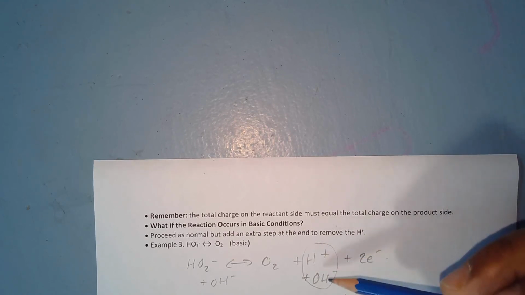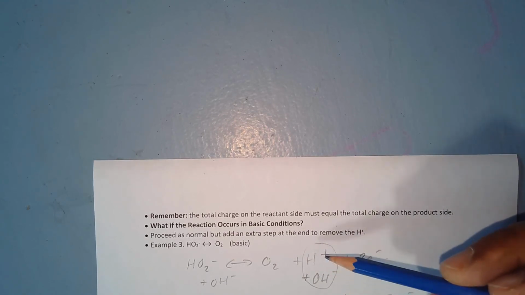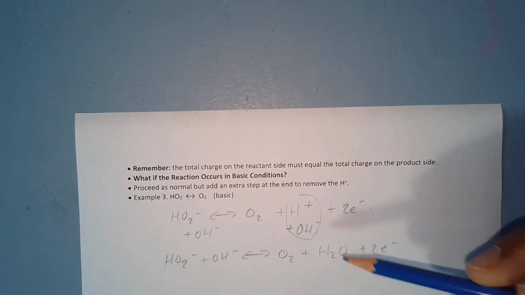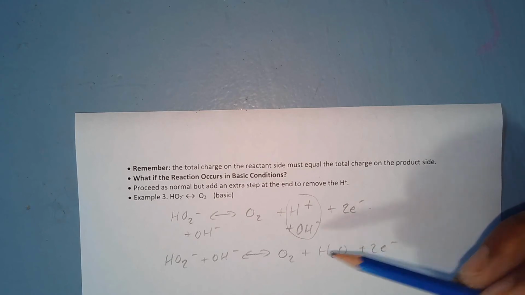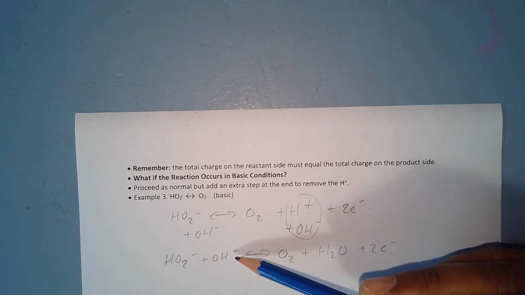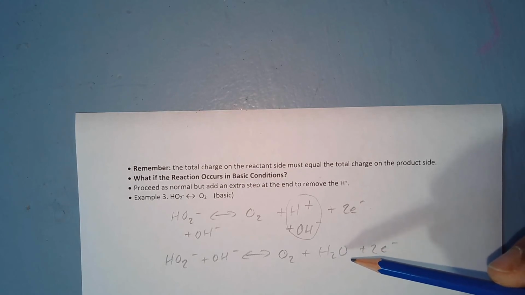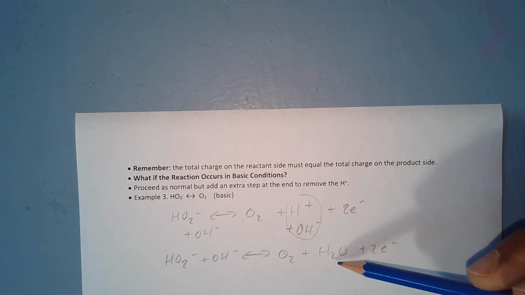When you have H plus and OH minus, that's H2O, that's water. So that just becomes water, which is right here, and then the OH minus is right there. Okay, and so now this is your half reaction balanced for basic conditions.